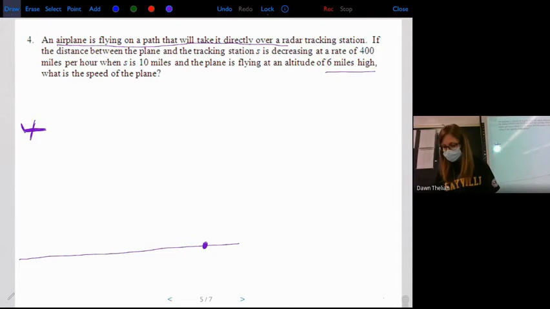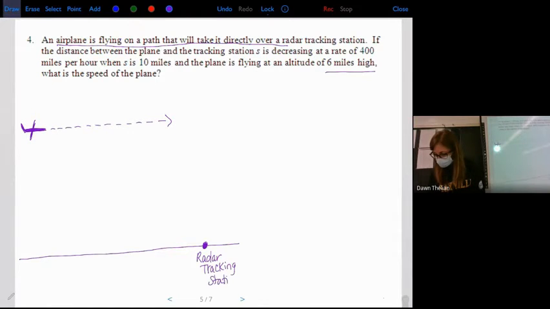Now, it's not saying that the airplane is taking off or landing. It's saying the airplane is flying on a path that will take it directly over the radar tracking station. So this little dot was my radar tracking station. If the distance between the plane and the tracking station, S, all right, so I need to connect the plane to the tracking station, and they're telling me use the variable S for that, is decreasing at a rate of 400 miles per hour.